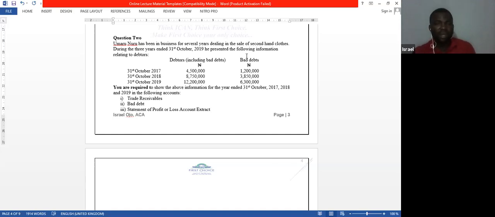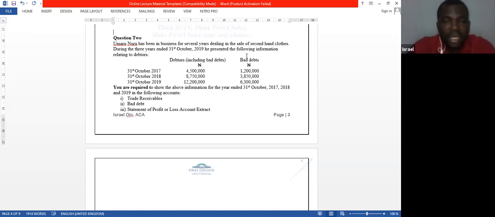So you are required to show the above information for the year ended 31st October 2017, 2018, and 2019 in the following accounts. You expect to be able to prepare the trade receivables account. Another one is the bad debt account, and another is the statement of profit or loss extract. These are the accounts you are required to prepare in line with this question.